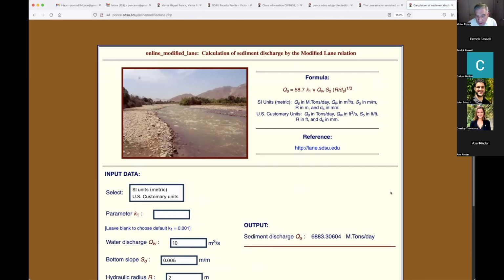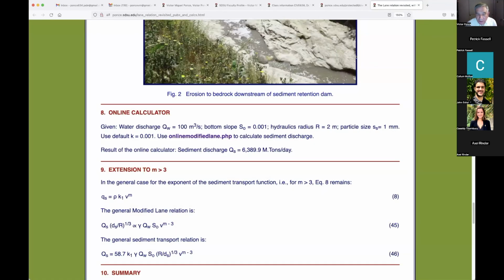Okay, we do the calculation in here, we get 6,000 metric tons per day. Yep, that's it. That's basically it. So that's just a sample calculation.